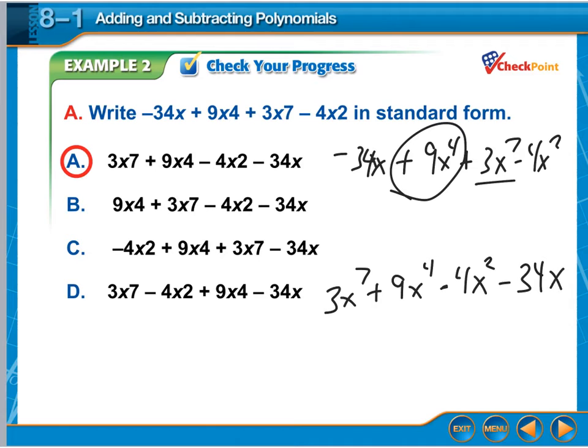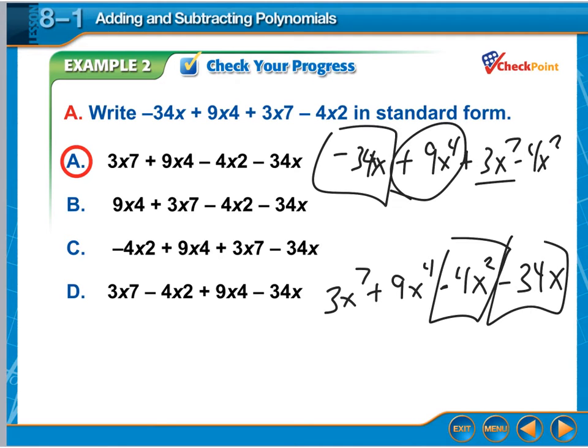Notice I kept all the signs together with their term. Each term has the correct sign that it had at the beginning. But I start with the biggest exponent, the next biggest exponent, and so on. And then my leading coefficient would be 3. Does that make sense? I hope. Let me know if you have questions.